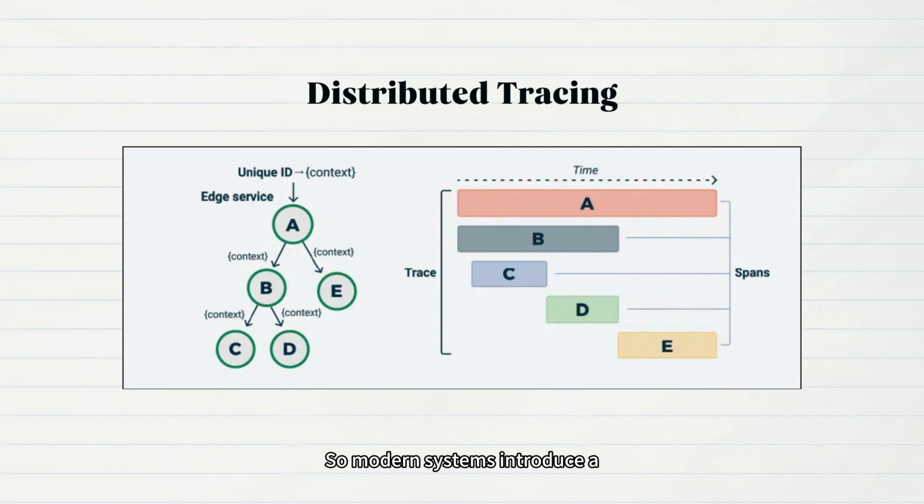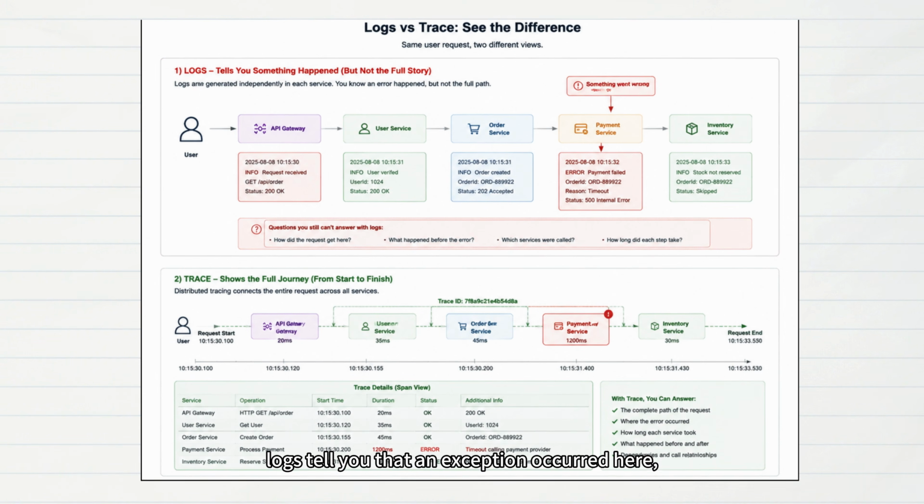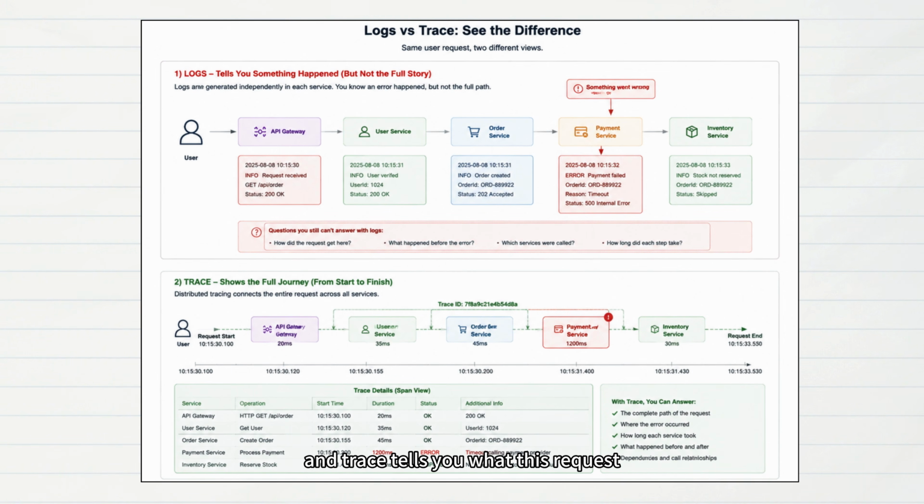So modern systems introduce a concept, distributed tracing. Simply put, logs tell you that an exception occurred here, and trace tells you what this request went through from start to finish. For example, still the user request. First, it goes through API gateway, then sequentially enters the user service, order service, payment service, and inventory service. Trace can connect the entire path. You no longer see 100 isolated events. Instead, you see one complete story.